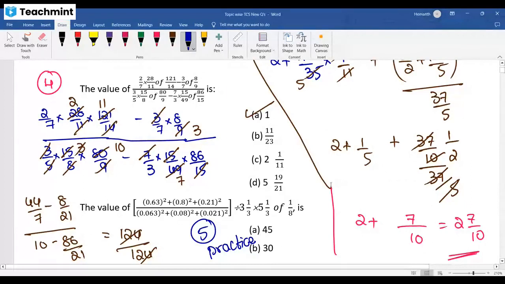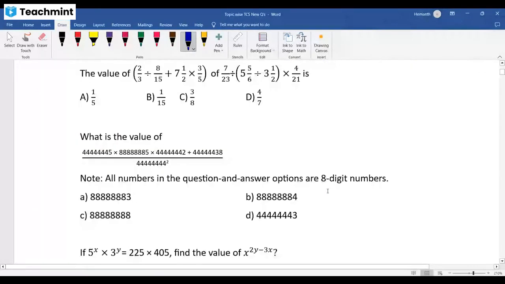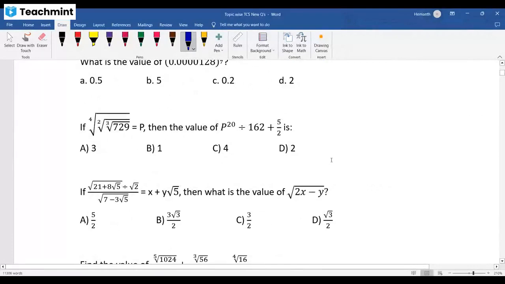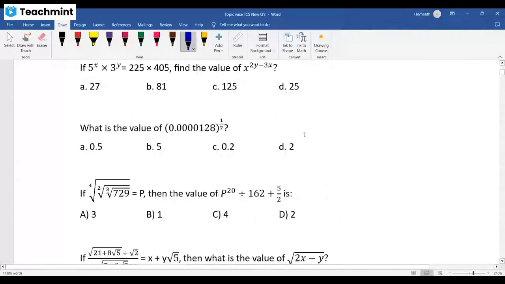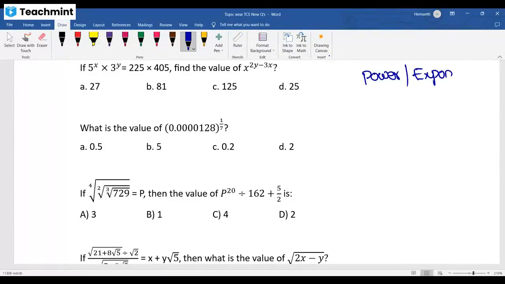Right. So remaining ones, okay, all these are in similar fashion, but surds related, okay, we need to address, and powers and exponents related. That also we kept in simplification only. Powers or exponents related. Here, 5 power x multiplied by 3 power y equals 225 into 405. Then find the value of x power 2y minus 3. This is all in the foundation round.